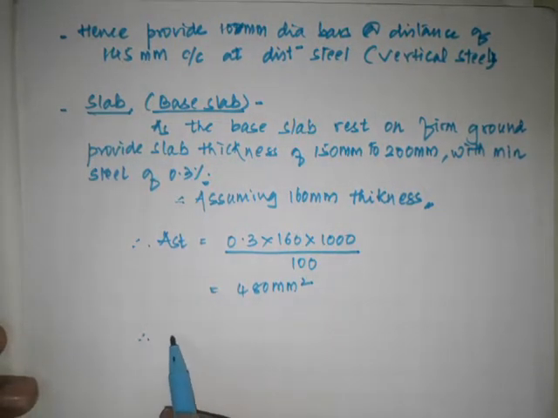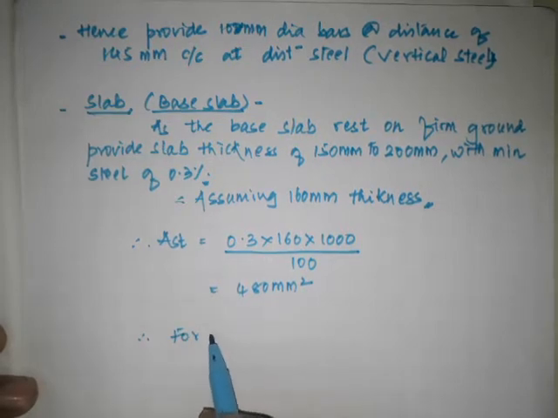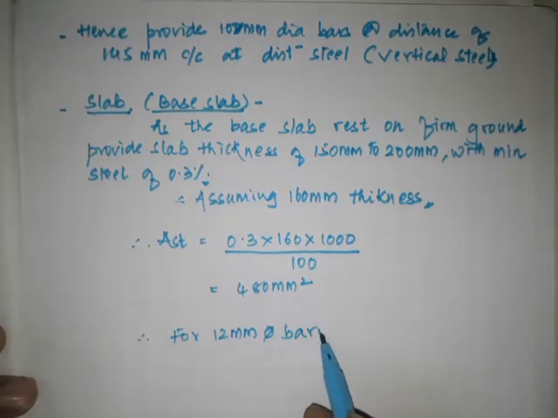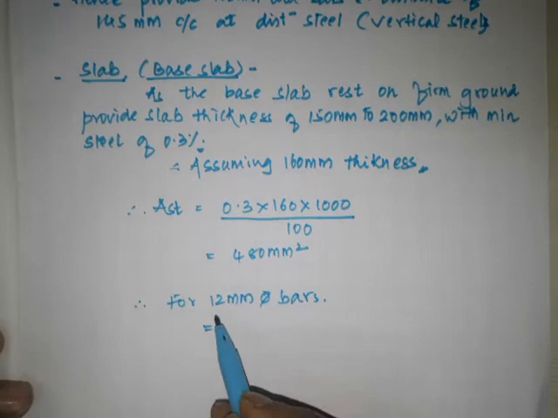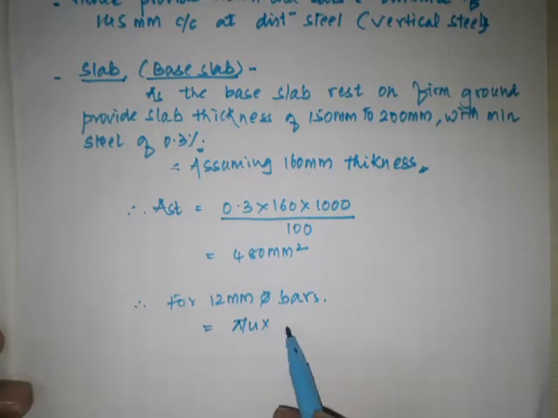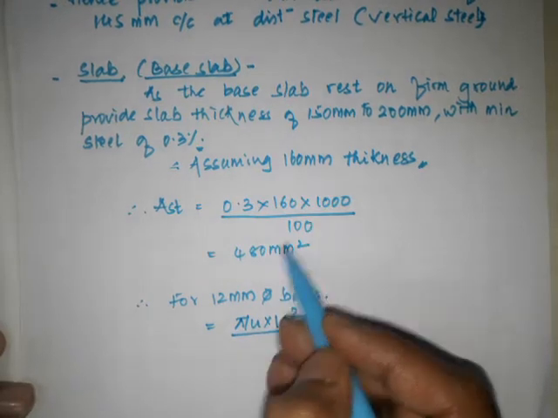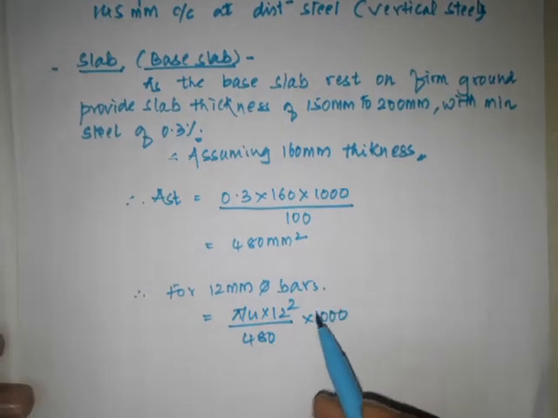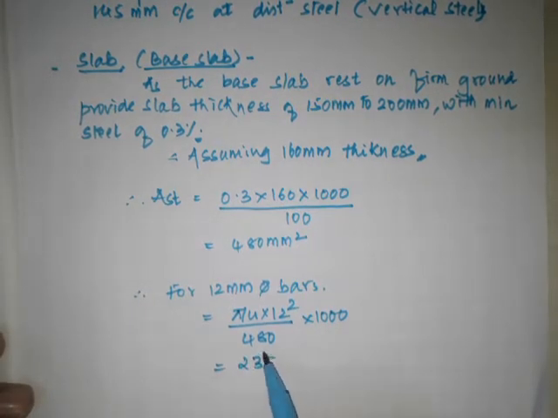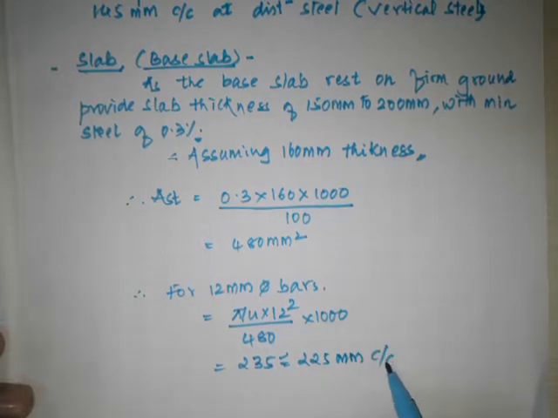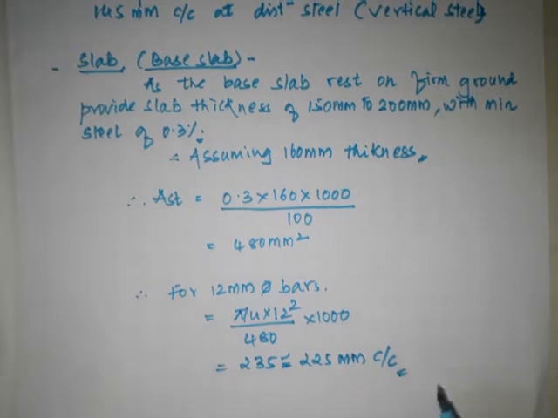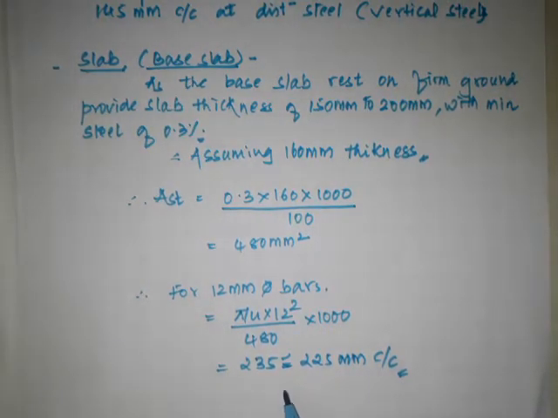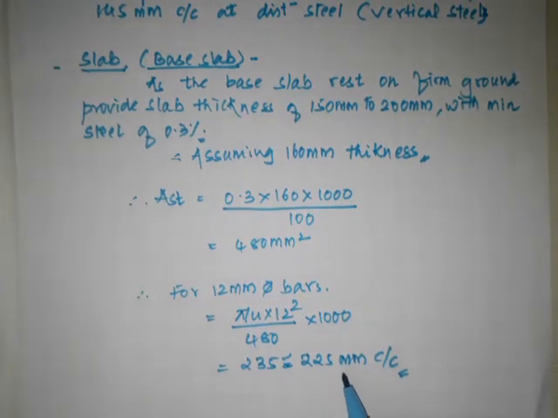So again, for 12 mm dia bars, if you are using 12 mm dia bars, the spacing will be pi by 4 into 12 square divided by the area 480, into 1000. So we get 235, and we'll consider here 225 mm center to center. So we provide 12 mm dia bars at a distance of 225 mm center to center.